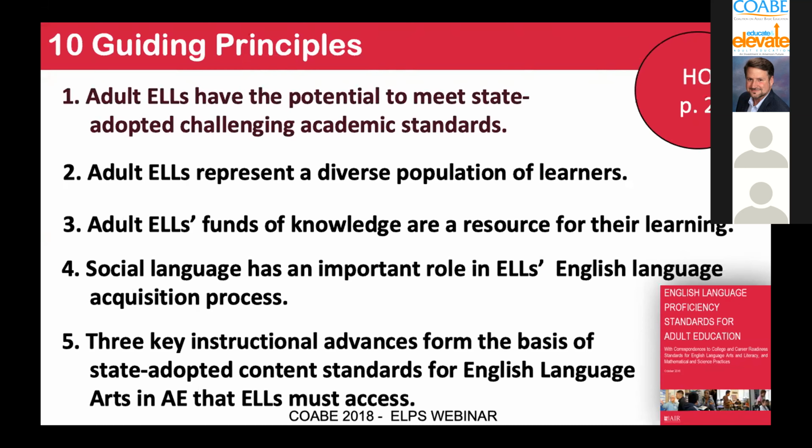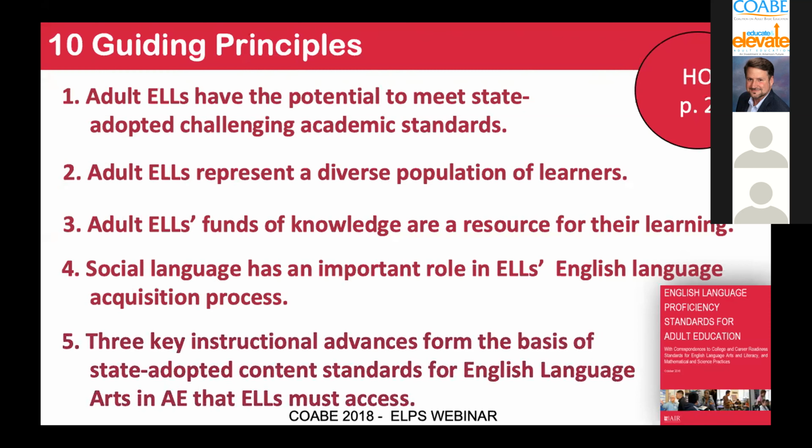And the first guiding principle is that adult English language learners have the potential to meet state-adopted challenging academic standards. And the second one really talks to the fact that we know our students differ in their languages, in their ages, in their educational background, and most certainly in their goals and needs. And the third one states that our learners' funds of knowledge are a resource for their learning. I especially like number 4 because it acknowledges that social language has a very important role in English language acquisition. That's something that CCRS does not touch on.